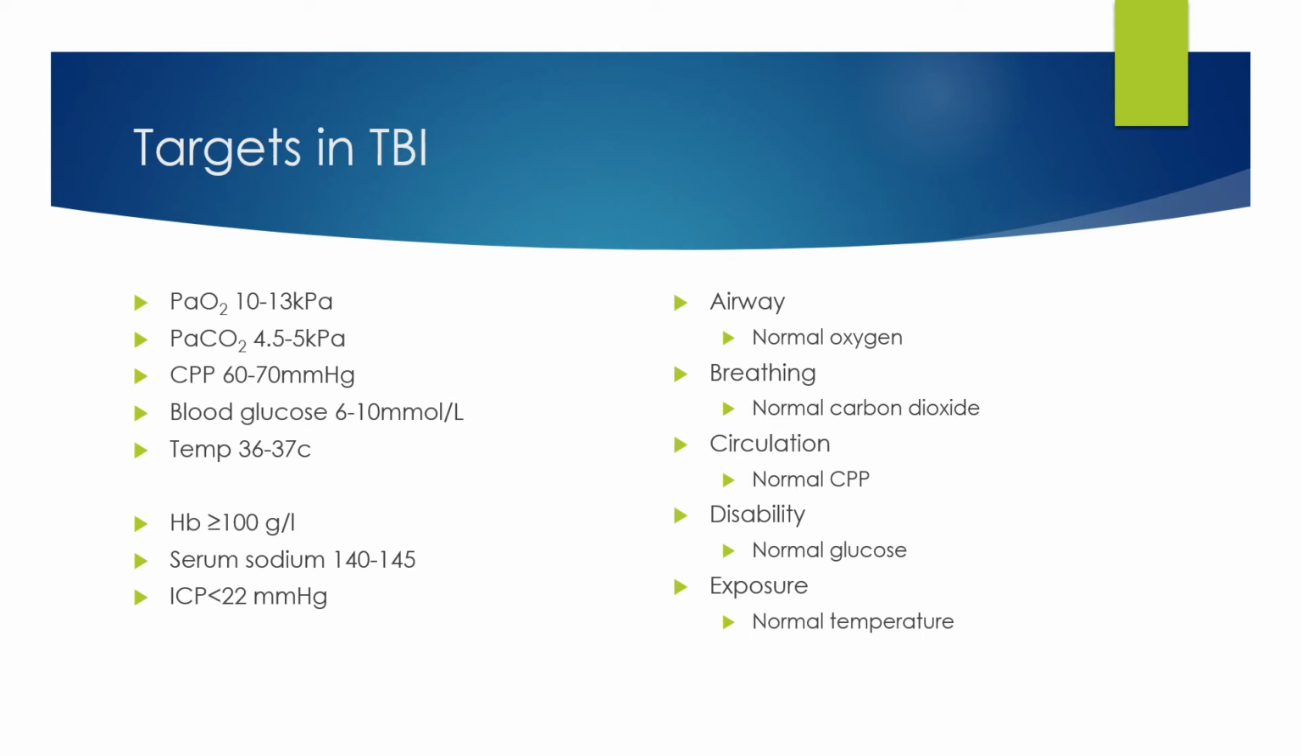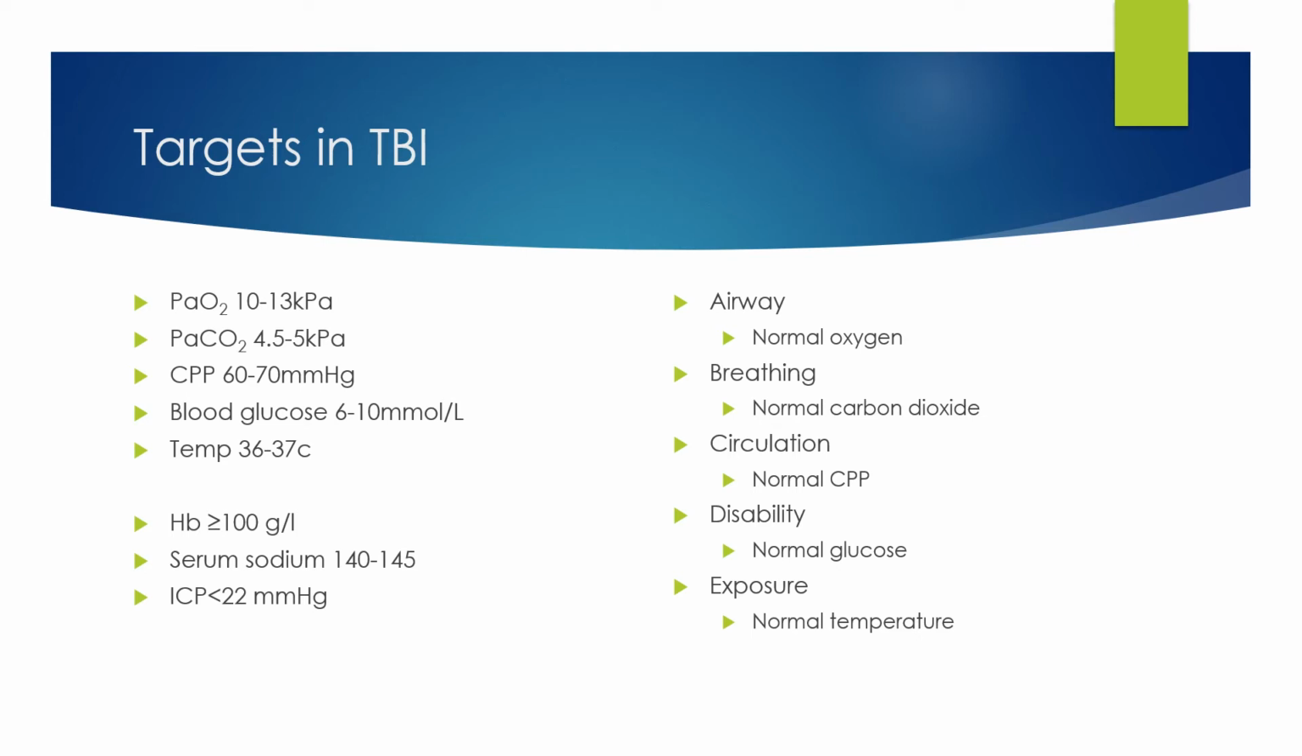Within D, I would look for normal glucose in my patient, values between 6 and 10. Low values of glucose put your patient at risk of further brain injury due to neuroglycopenia, and high levels will potentially lead to further swelling as the sugar will suck more water into brain tissue and worsen edema.